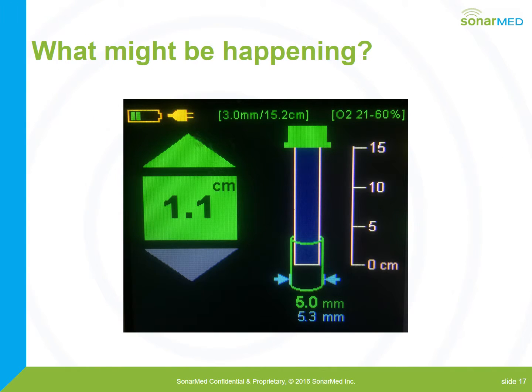With that, let's talk about, you come in, you walk up to the monitor and you see this. What do you think might be happening? I have a tube that has moved upward because my up arrow is illuminated, and it's moved up by 1.1 centimeters. Hasn't hit my alarm limit yet. My alarm's probably set at about 1.2 for a baby with a 3.0 tube. But it's moved significantly up, and now the baby is really at risk of hitting that upper limit, right?